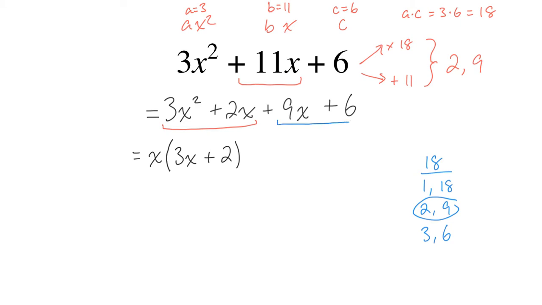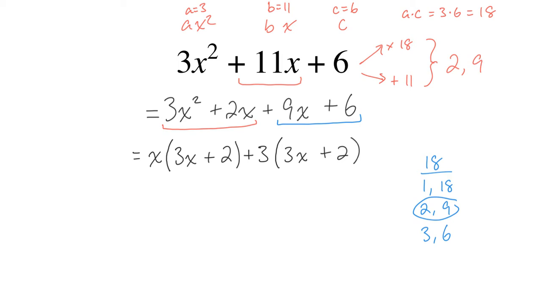In our last two terms, we're going to group those together and find a common factor between them. We want to pull out that greatest common factor. Between 9x and 6, our greatest common factor is a positive 3. So we're pulling out a positive 3, and in the brackets we're left with 3x plus 2. 3 times 3x is 9x, and 3 times 2 is 6.